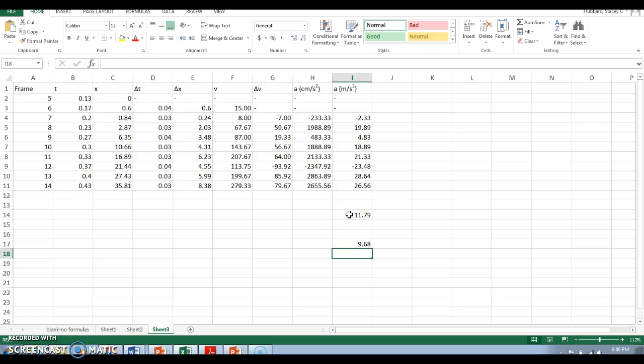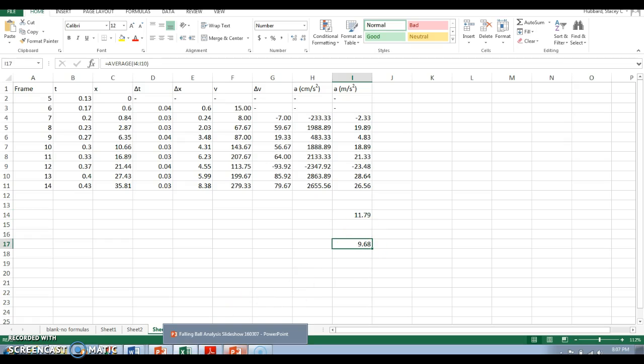Finally, question 1 says take the average of the last column. Try it on your own, but you should come up with 11.79. If you take the average, you add up all the accelerations and divide by 8. You get 11.79. And then question 2 says take out the first frame and the last frame. Well, the first frame doesn't have anything in it. So if you take out this last frame and take the average, you get about 9.68.